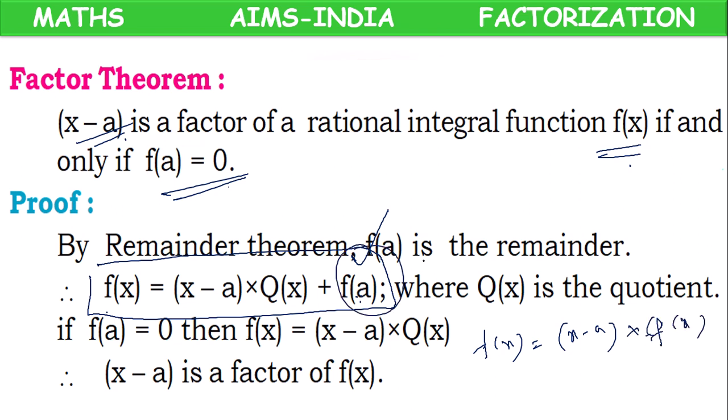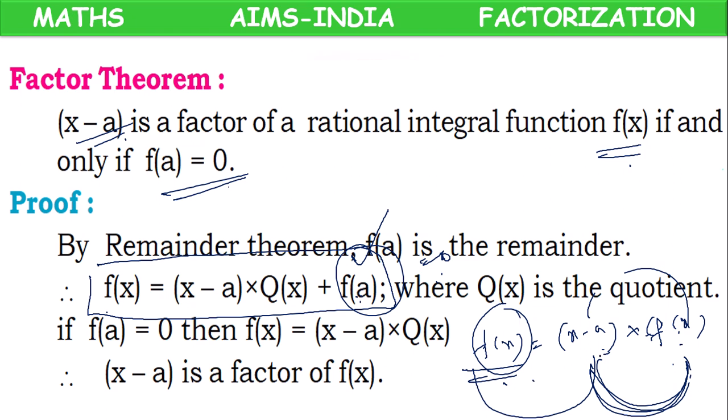This one became 0, so only this one will remain. Now this is an equation which is written as a product of two other simpler expressions. This expression written as a product of two simpler expressions means these two are the factors of f of x. x minus a is a factor of f of x, and q of x is a factor of f of x.